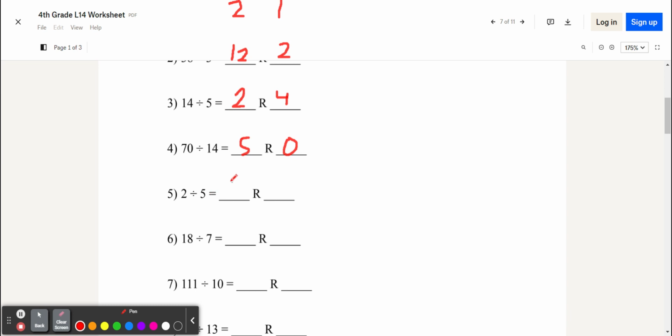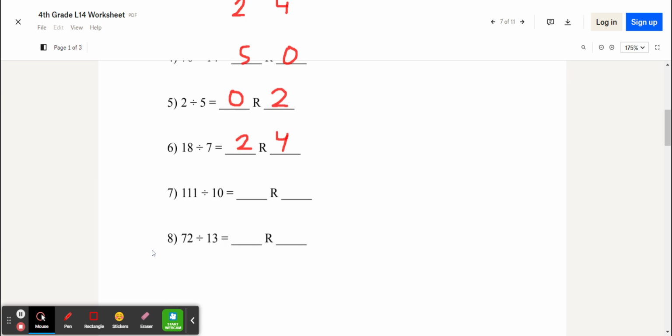And 2 divided by 5. 5 goes into 2 0 times, and then there'll be a remainder of 2. And 18 divided by 7. It goes in twice with a remainder of 4, because 7 times 2 is 14. 111 divided by 10. It goes in 11 times and has a remainder of 1, because 10 times 11 would be 110, and so there'll be the 1 remaining.